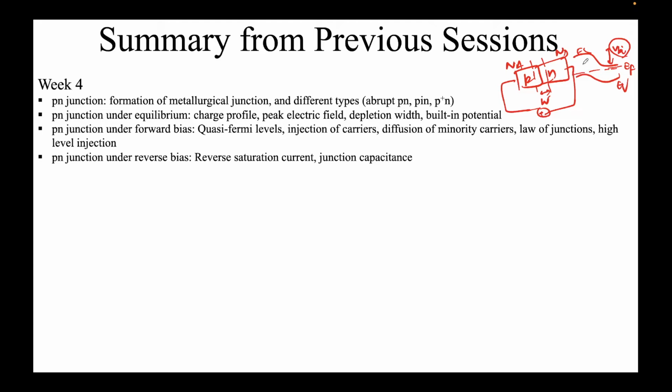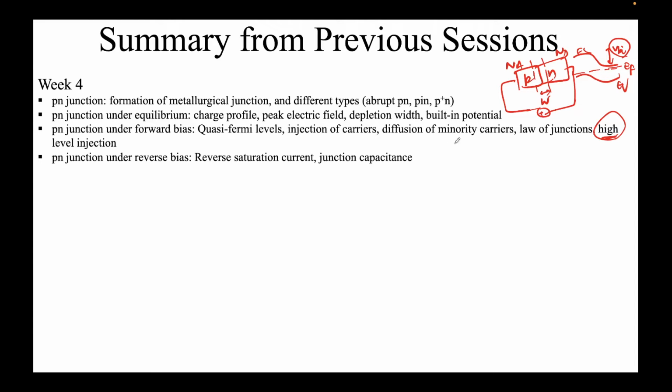That happens primarily because the minority carriers, which are holes in this case, can now diffuse from this side to this side, since the barrier has been lowered. We also saw an example of high level injection. High level injection essentially means that you're pushing in a lot of current. That means the carriers, the holes or electrons that you're pushing in, are much larger than the background impurities that are there. We also saw the p-n junction under reverse bias, and the key thing was the reverse saturation current.